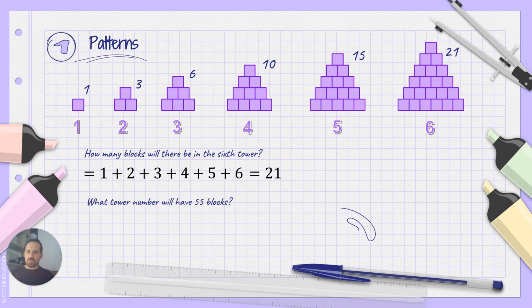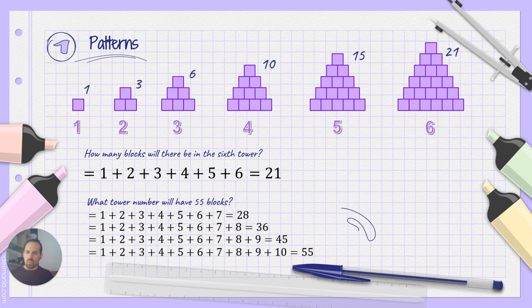Again, what would we do if we wanted to look further down the road? Like what tower number will have 55 blocks? For something like this, we would have to continue following this pattern. So we see for the 7th tower, it would be 28. For the 8th, it will be 36. For the 9th, it will be 45. And then for the 10th, it will be 55. And so we can see it's tower number 10 that would have 55 blocks in it, just calculating out for each term.